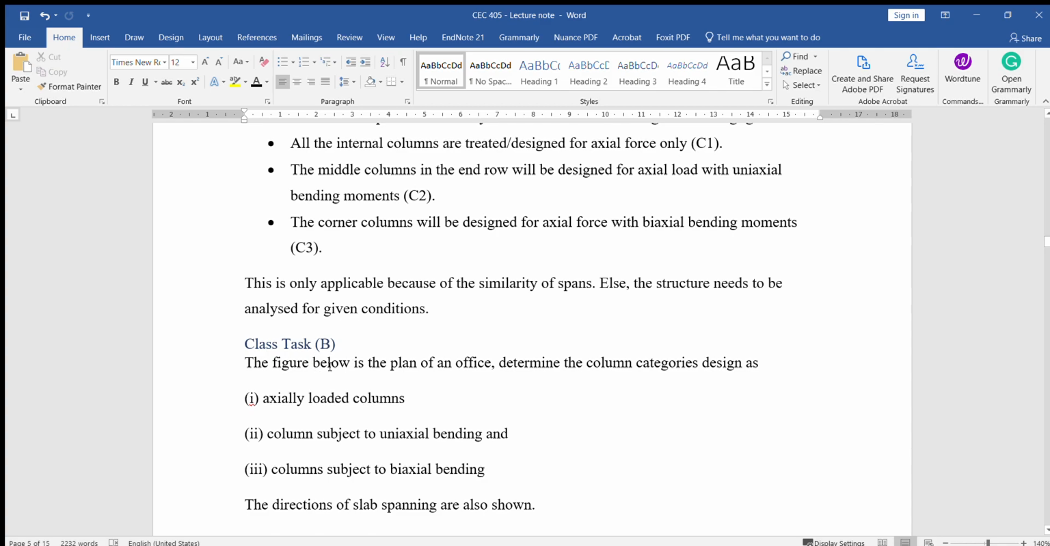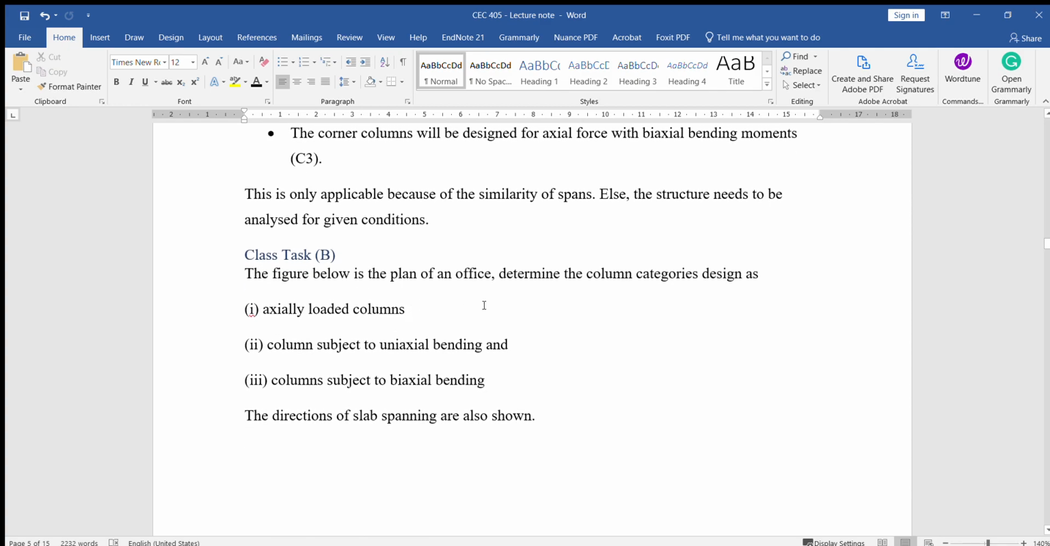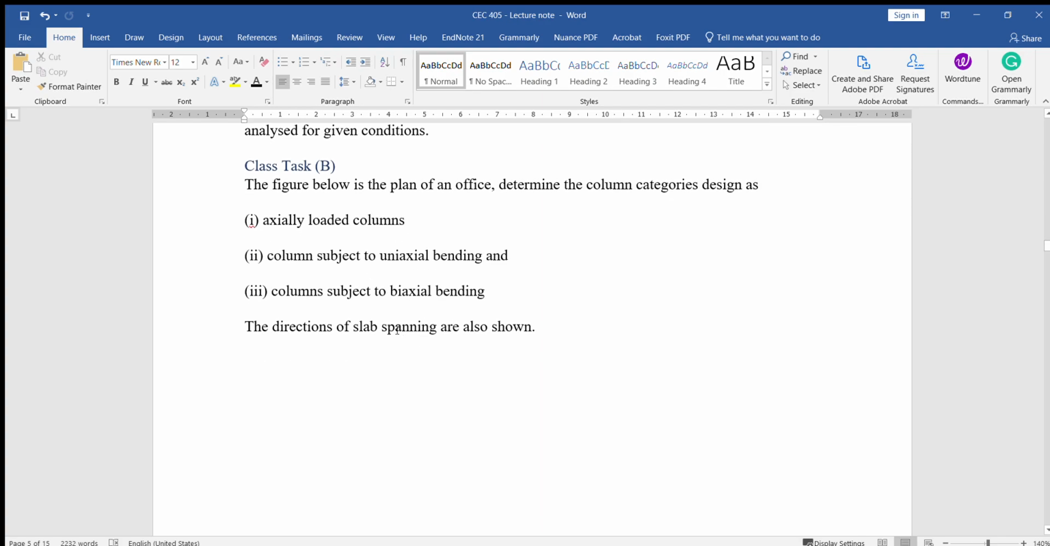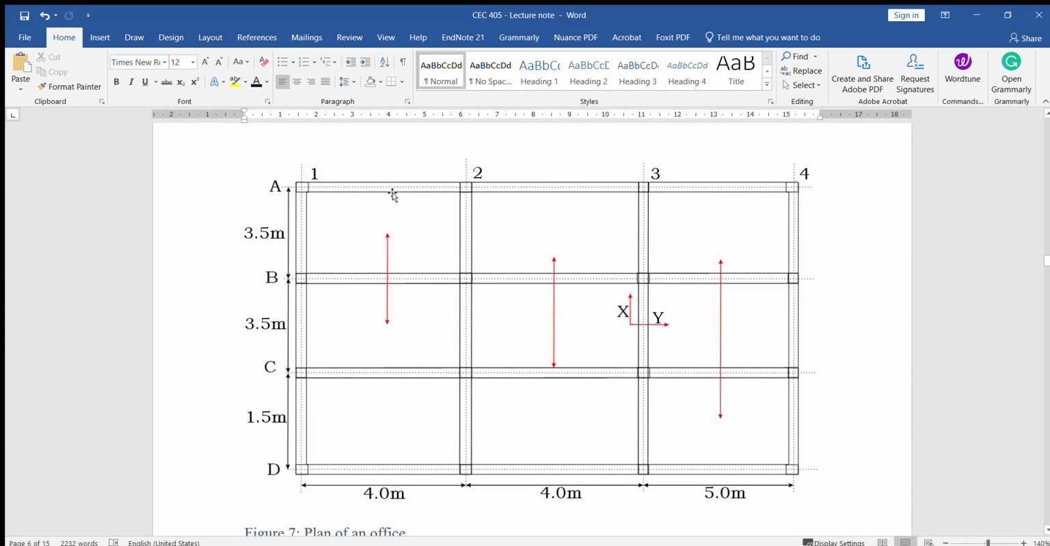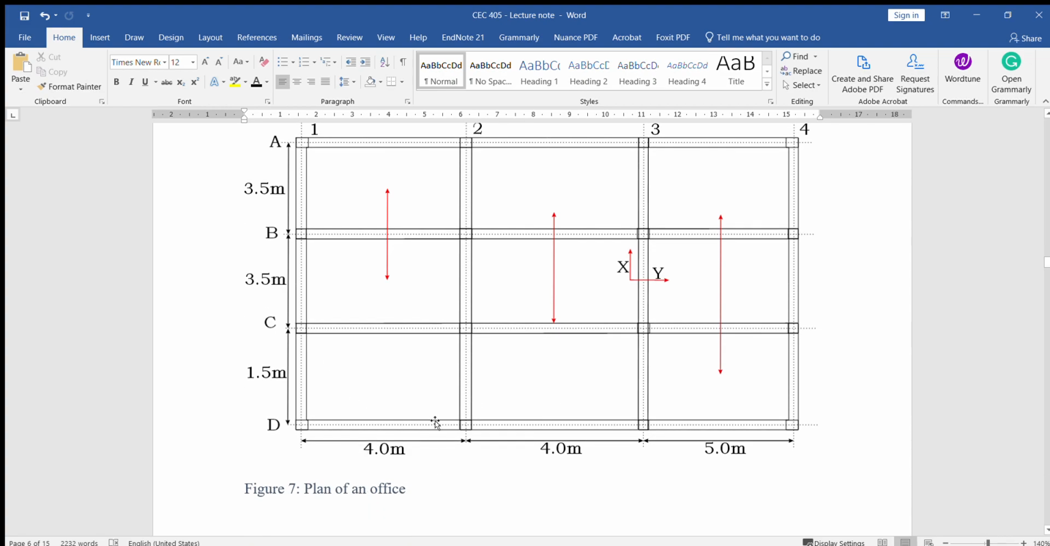So I want you to do class task B. The figure below is the plan of an office. You are to determine the column categories: whether it is designed as an axially loaded column, a column subject to uniaxial bending, or a column subject to biaxial bending. Then the directions of the slab spanning are also shown. Just like what I have here, this is class task 2. I want you to do this, and we take it up next week.